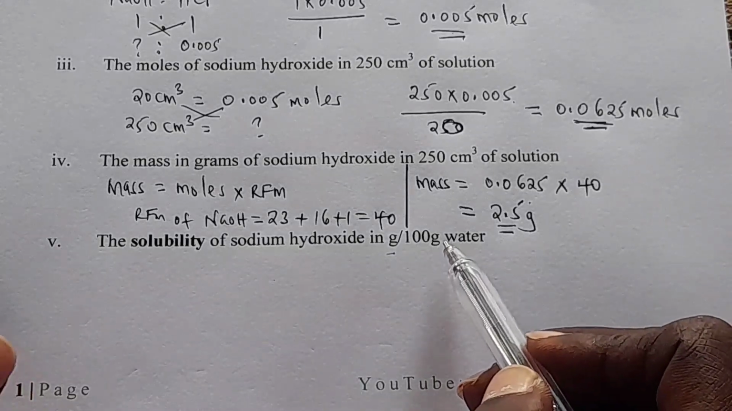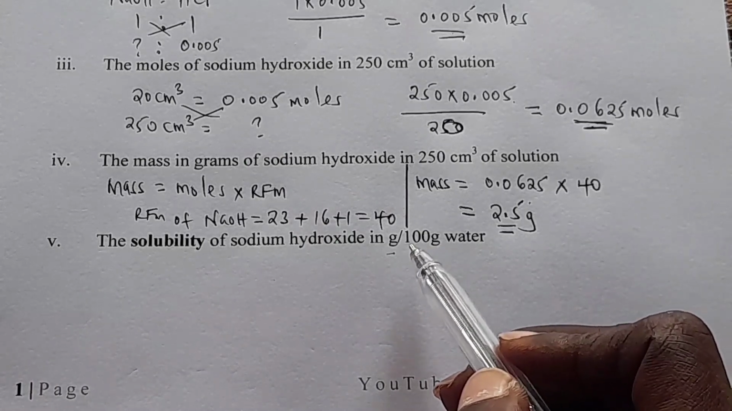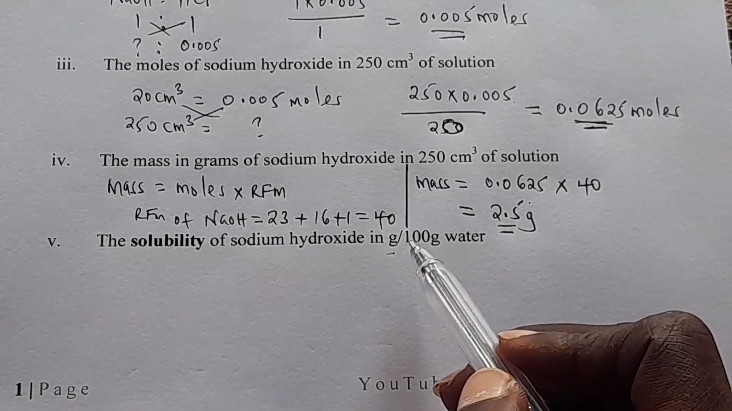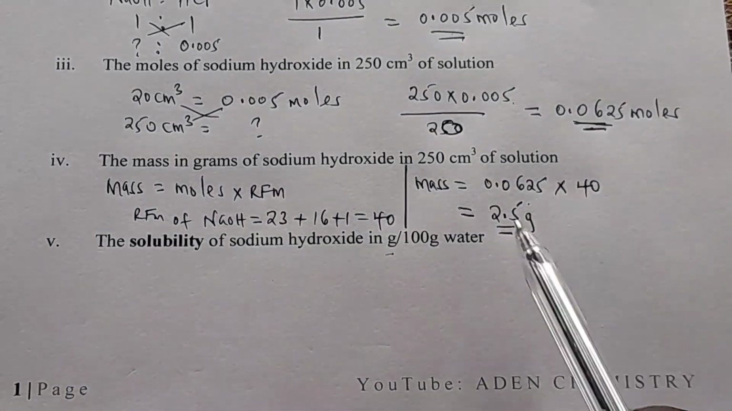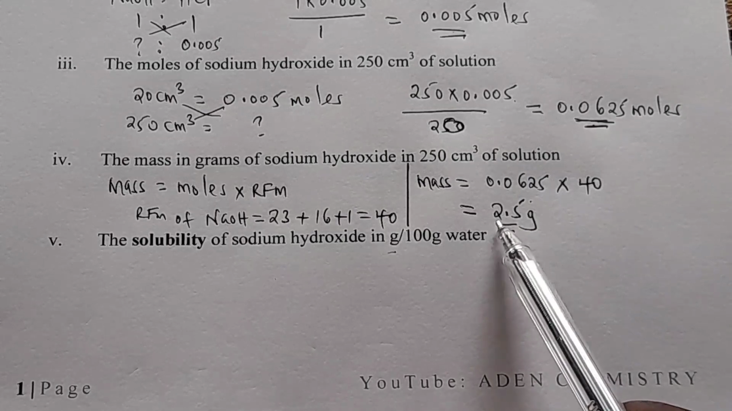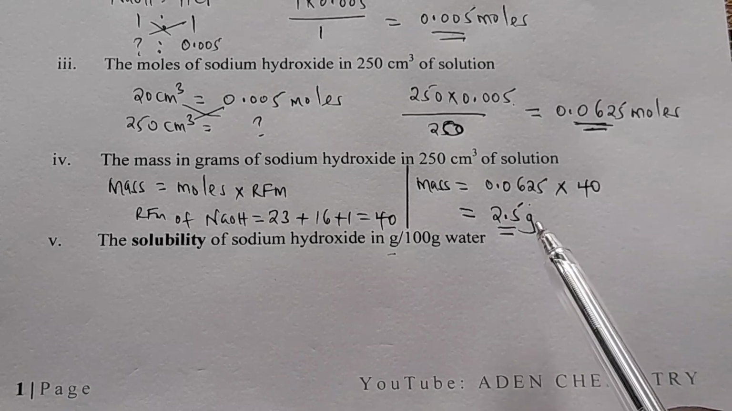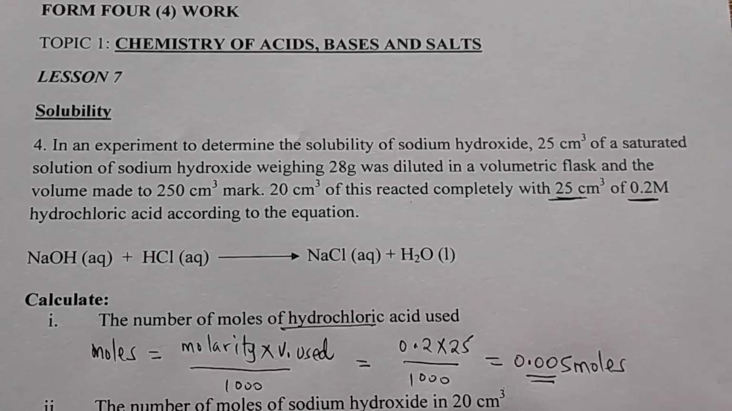Remember, we said in our previous class that solubility is expressed in the unit gram per 100 gram of water. So if we're told to look for the solubility, we have the mass here: 2.5 gram. That's the mass of the solute. So in what amount of water has it been dissolved? Check up there, we are given the saturated solution.